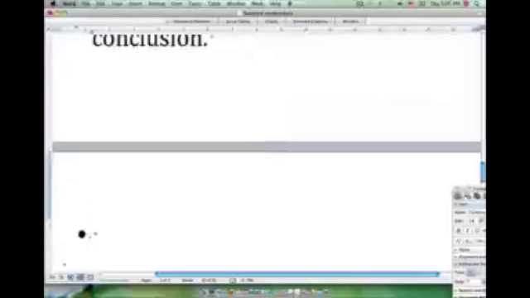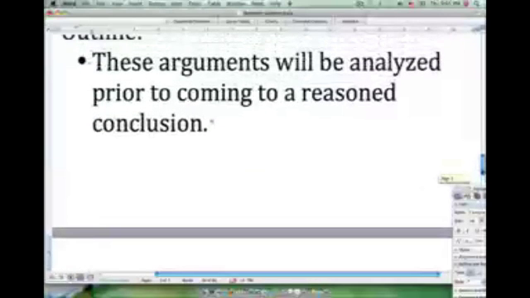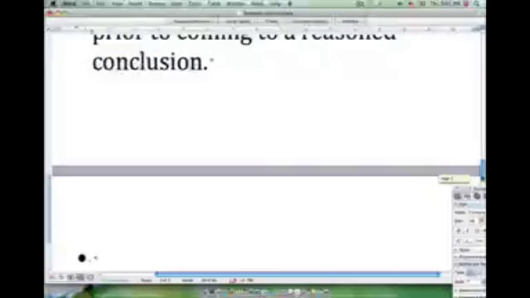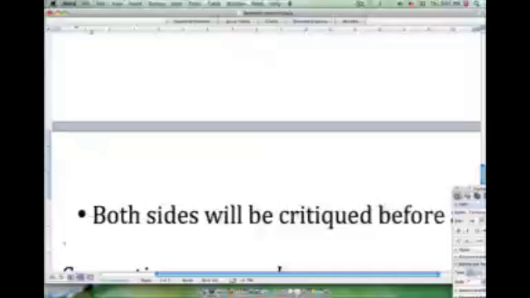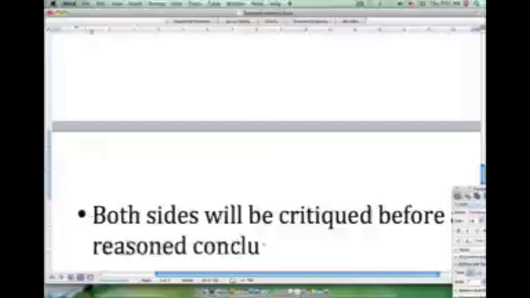Or maybe something, oops, it's jumping down there a little bit. If you want to take a look at that again. So these arguments will be analyzed prior to coming to a reasoned conclusion. Both sides will be critiqued before maybe a reasoned conclusion is found. So here you're just saying to your reader that you're going to look at the 2 sides of the argument, and then you're going to present what your opinion is as the writer.